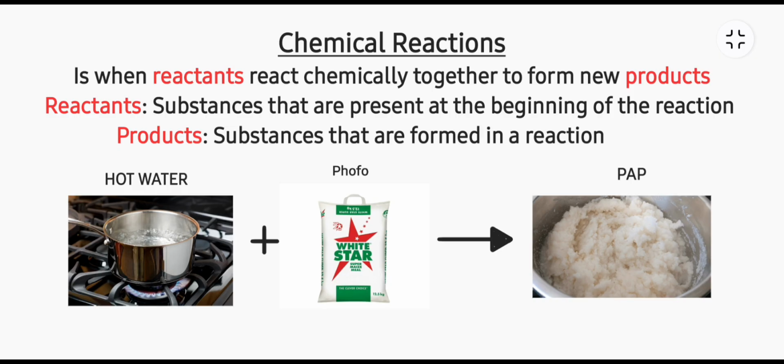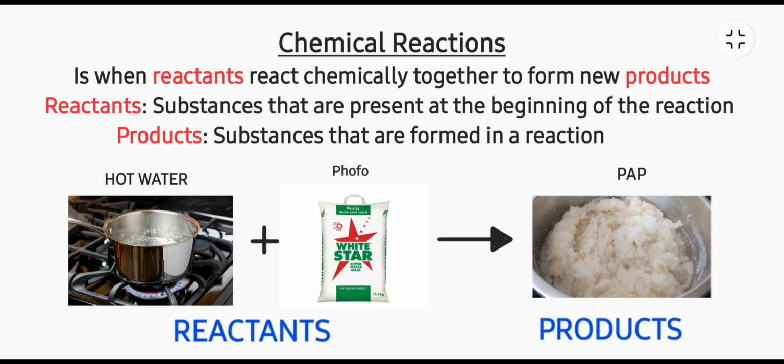So I should notice my hot water and my phoofo were there before the reaction, at the beginning of the reaction. So here it was there at the beginning of the reaction, hence we will say ke reactants. Hot water and phoofo. Now those things reacted together and they gave us what? They gave us a pulp there. So I'll say my pulp is a product and hot water and phoofo should be my reactants.